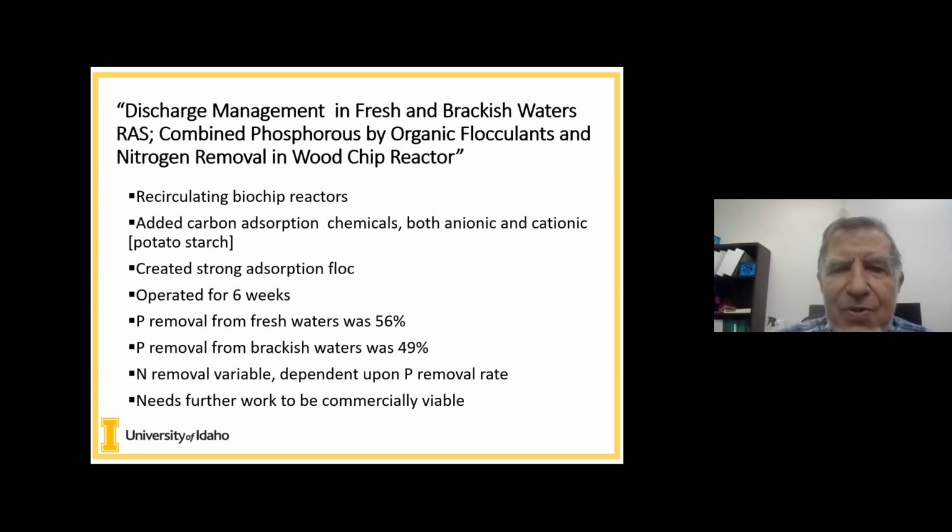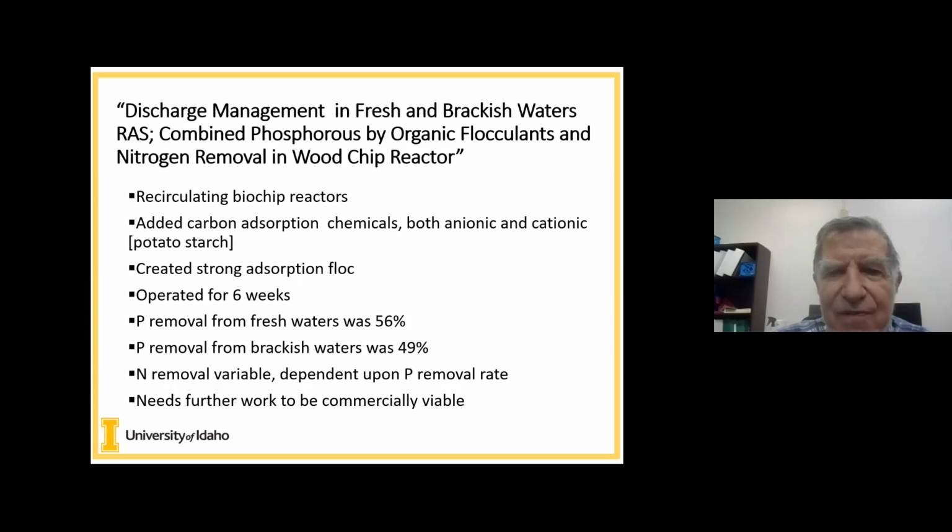They operated the test for 6 weeks, found the phosphorus removal from fresh water was 56%, and the phosphorus removal from brackish water was only 49%. Obviously, the brackish water contained something that was adjusting the chemical or the phosphorus organics and was actually destroying them.